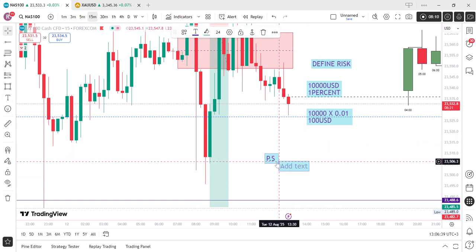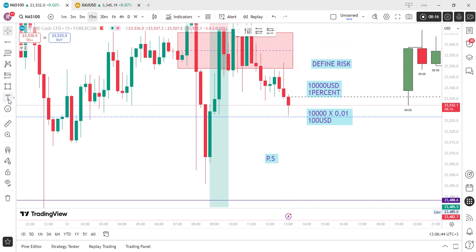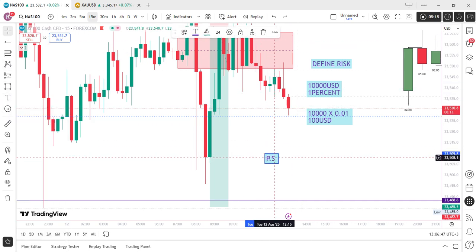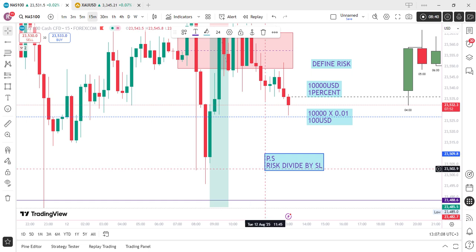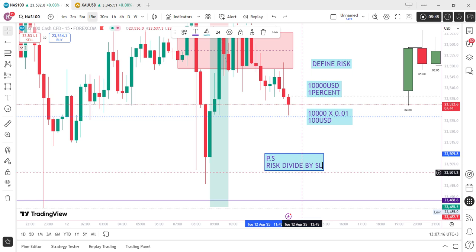Let's start again. Remember, PS is position size. So this is the math you're going to be doing here. Position size is going to be equal to risk per trade. We're going to be taking the risk, then dividing it by stop loss. Let me use SL. So position size: we take risk per trade, then divide it by stop loss.